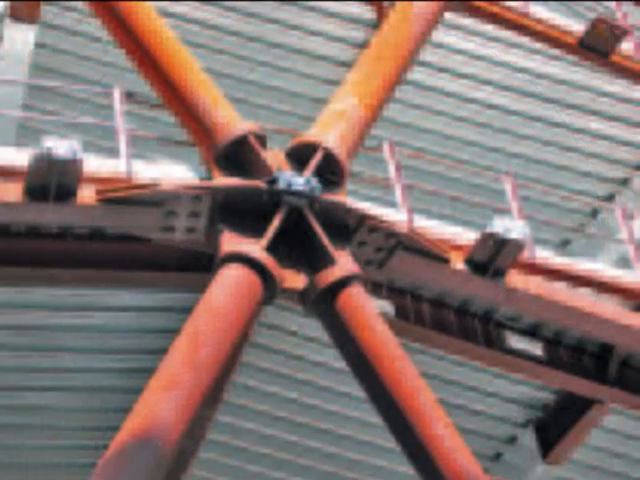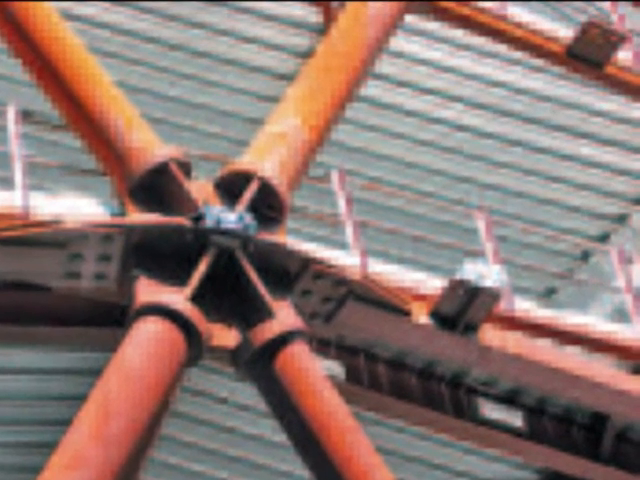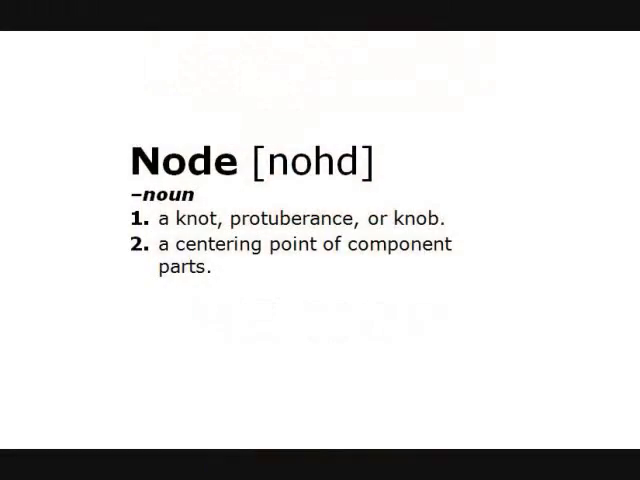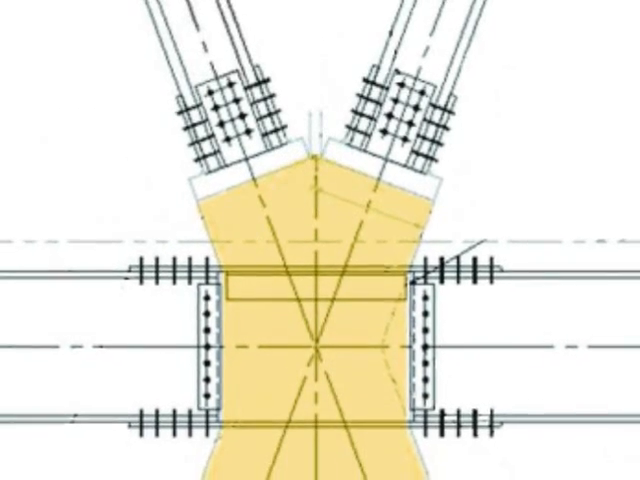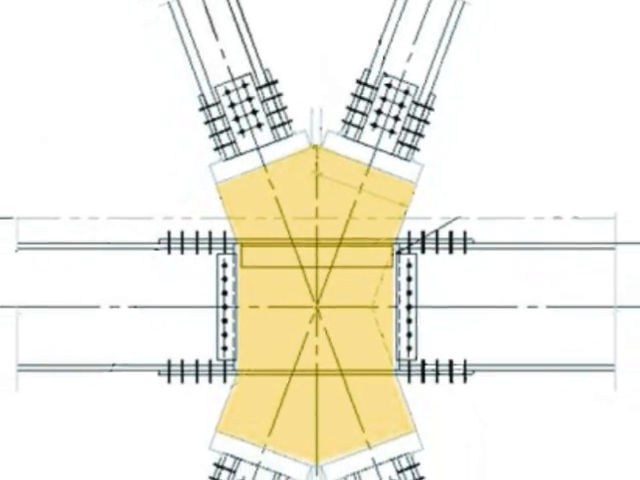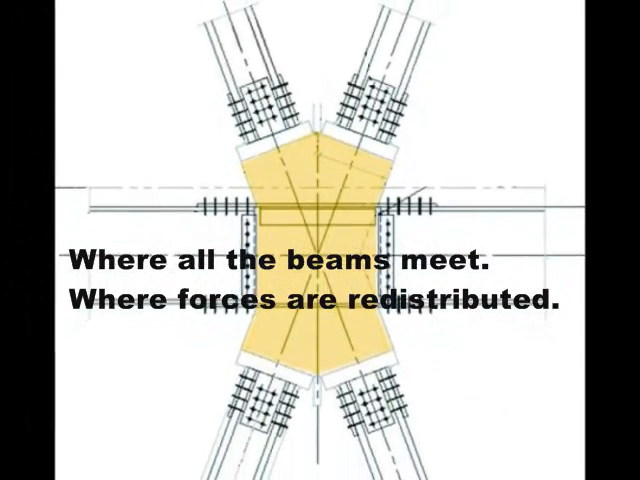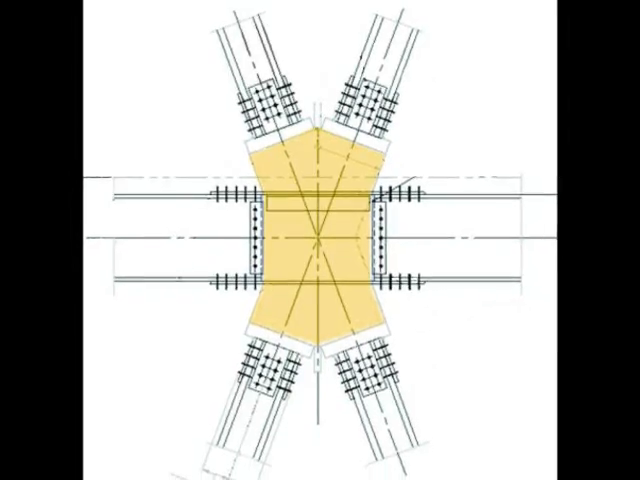Hello, we are going to talk about the most important part of the Diagrid system, the node. In Latin, the word node stands for a knot. Nodes are redistribution or communication points, essentially a place where things meet. In architecture, nodes are the place where all the beams meet, and where all the forces are redistributed. Usually, nodes are prefabricated and brought to the construction site.